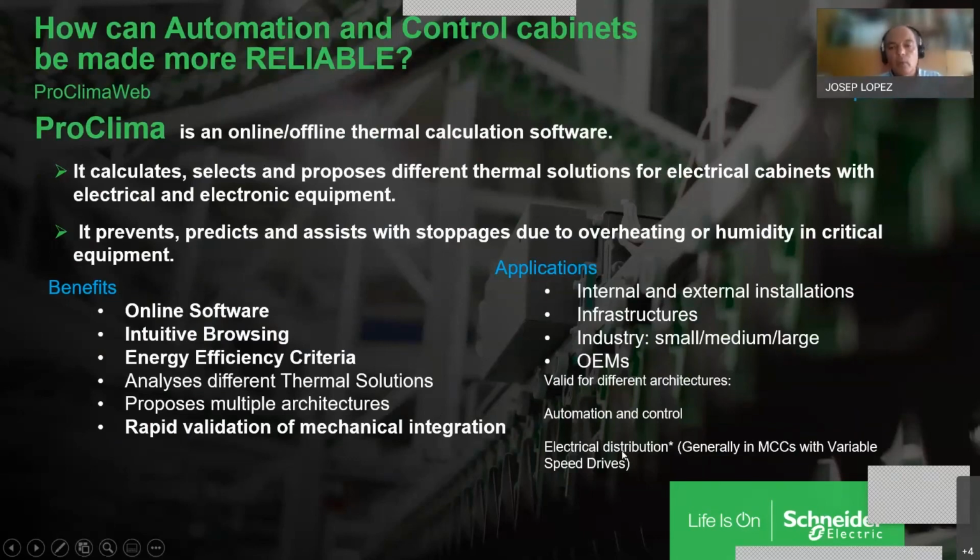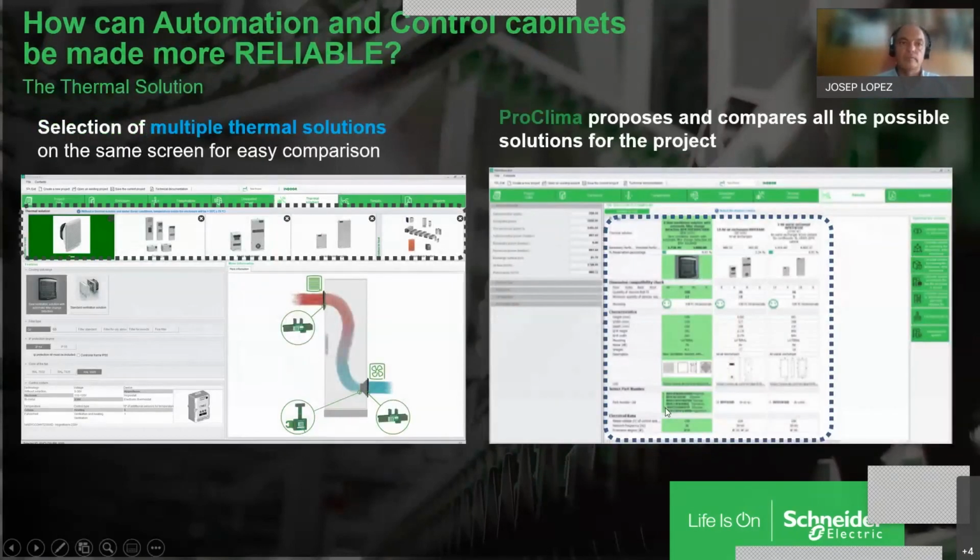What we are more restricted and only we can use on electrical distribution is only on MCCs with variable speed drives just in one module. But ProClima is not designed for solving an electrical, we can say, distribution software. Others exist in Schneider, okay, that have this function, okay?